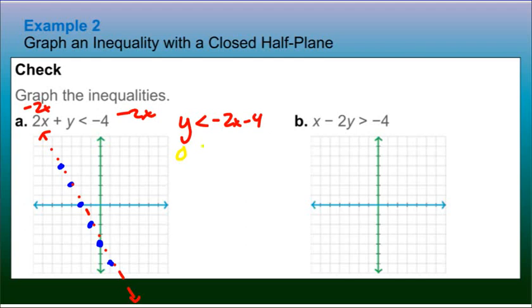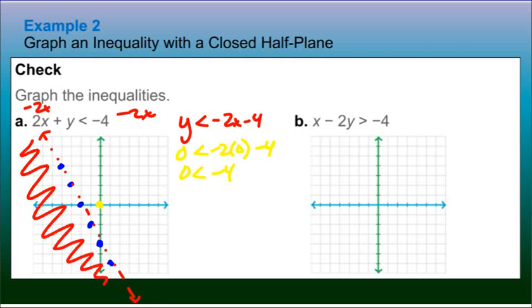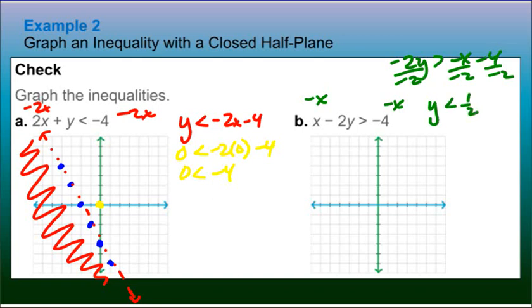Test point 0, 0. So this would be 0 is less than -4. That is not true. So 0, 0 is not on the side of the solution. So the area that is a solution would be everything here because that is under the line. This next one here, if I subtract x on both sides, I now have -2y is greater than -x minus 4. Divide by -2. I now have y is less than 1/2 x plus 2.